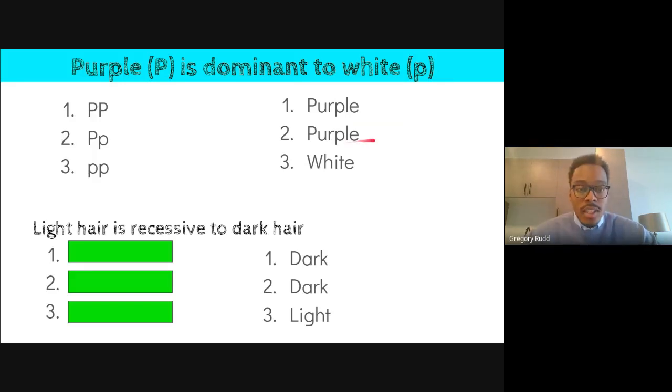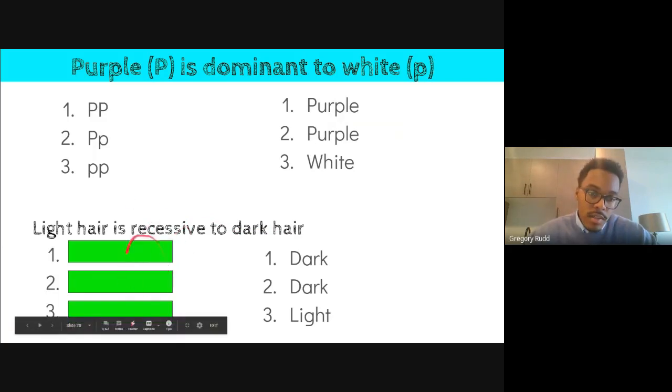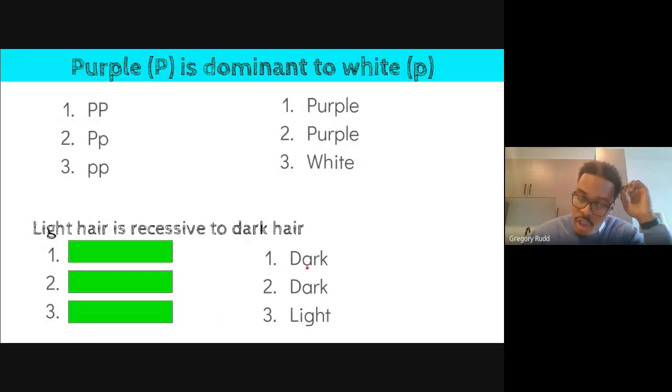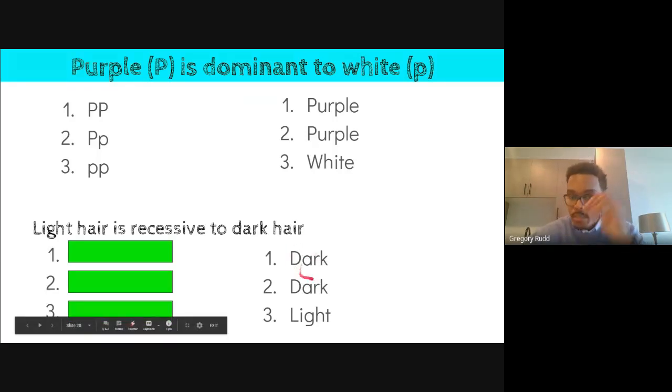All right, so light hair is recessive to dark hair. Again, the letters that you choose to represent the alleles do not really matter. But if I've got a dark trait, then there are two potential genotypes that could give me that dark trait. What would they be? What two genotypes can give me these two phenotypes?